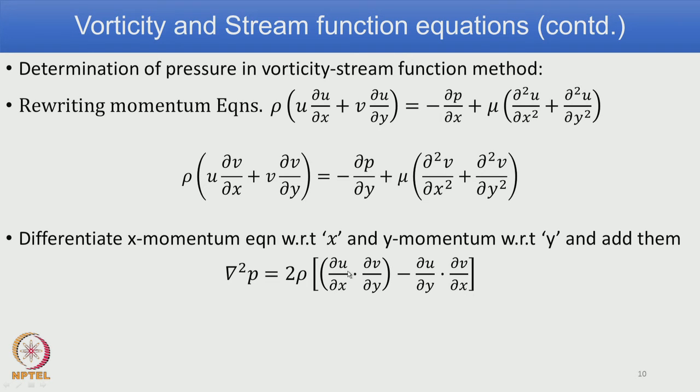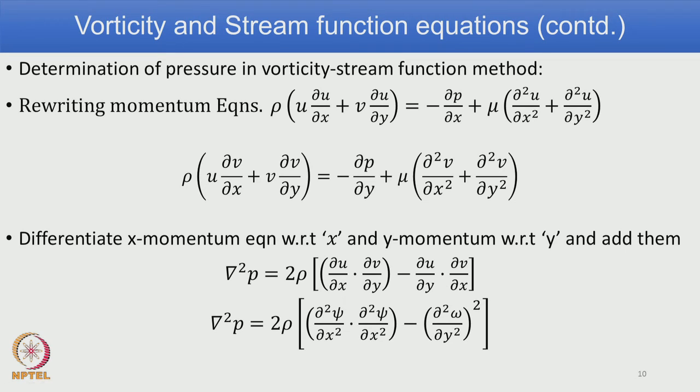Now, one can also replace u and v in terms of psi. So, we get another equation, del squared p equal to 2 rho into the remaining term. So, you can observe that once you have solved the previous equation 8, which is a transport equation written with psi as a single variable, and then omega, which is the transport equation for vorticity, from these two variables, after the solution is obtained, one can get the pressure field.